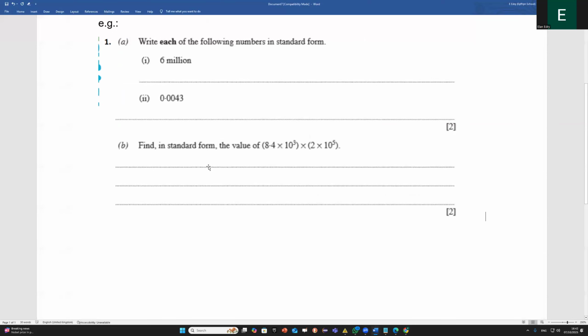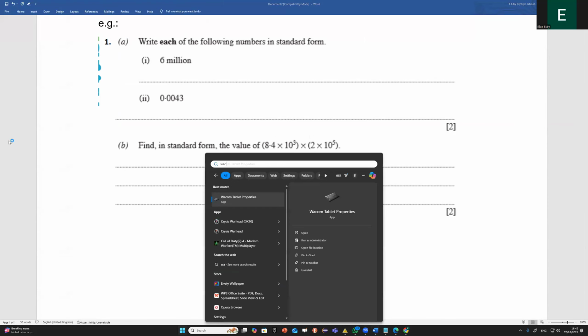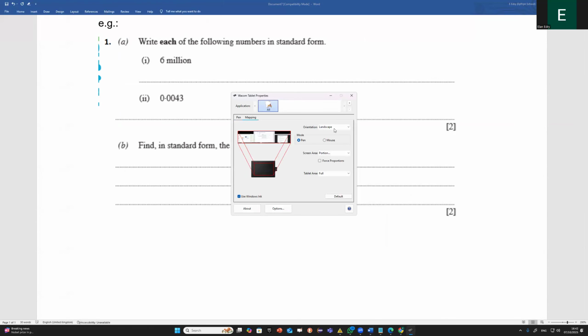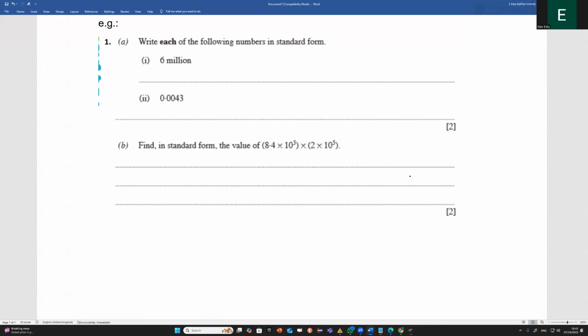Right, so the first question is just to write 6 million in standard form. That should be really straightforward, because obviously 6 million is just six with six zeros. So how would we put this into standard form? That would be 6 times 10 to the power of 6.